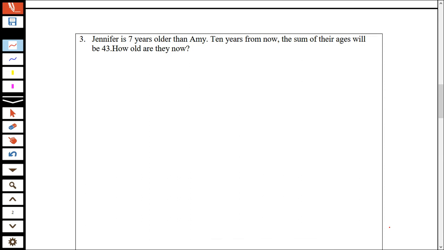All right, question 3. It says Jennifer is 7 years older than Amy. Okay, so let's have a look. Let's write down Jennifer. And Amy. All right, now let's say Amy is X. We don't know how old she is, call her X. And if Jennifer is 7 years older than Amy, she'll be X plus 7.